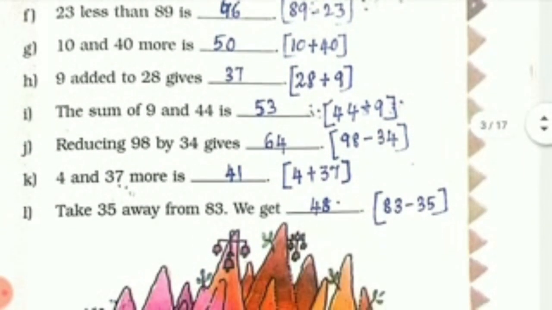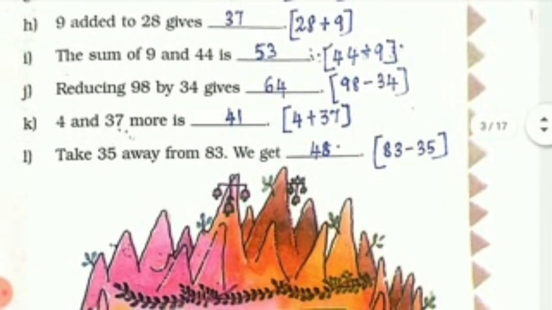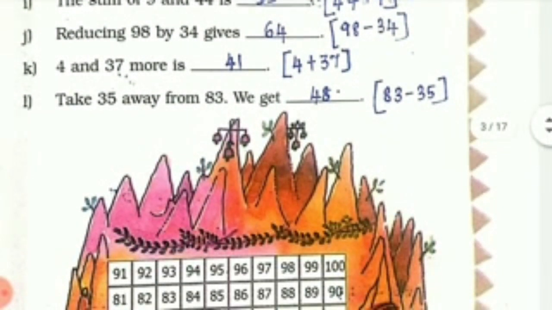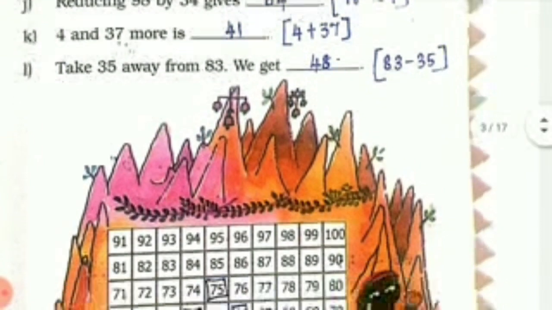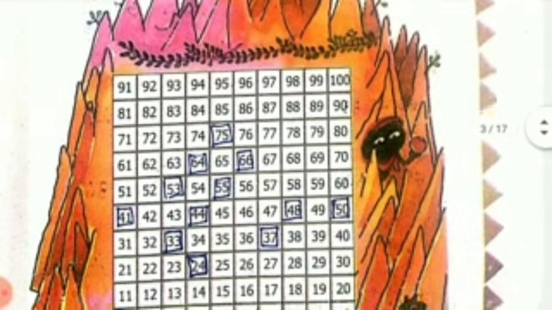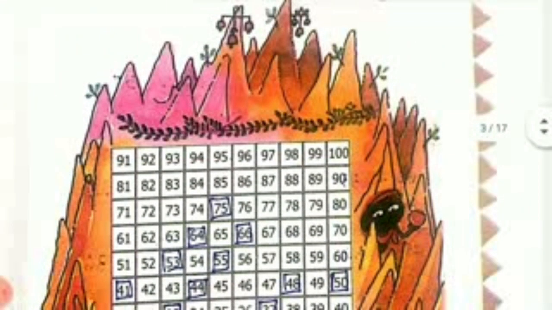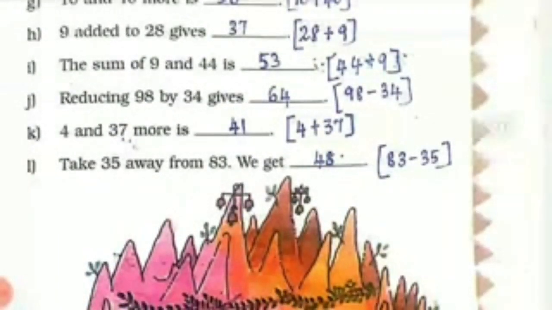Reducing 98 by 34 gives 64. 4 and 37 more is 41. Take 35 away from 83, we get 48. So we are going to mark all those answers here. So whatever answers we got here, we have marked in this picture.